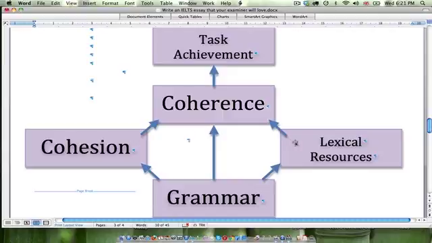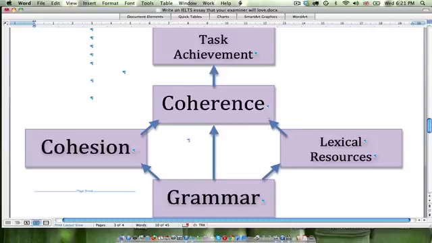Now the same is true with lexical resources. Now if we assume for a second that the student has strong grammar, let's assume that the grammar is strong. However, they choose incorrect words. They don't choose words that deliver their message accurately. Well, the end result is again a weakened sense of coherence. The end result is the examiner having to read, to question, why are they using this word? The message is not clear. So you can see that lexical resources also has a direct influence upon coherence.